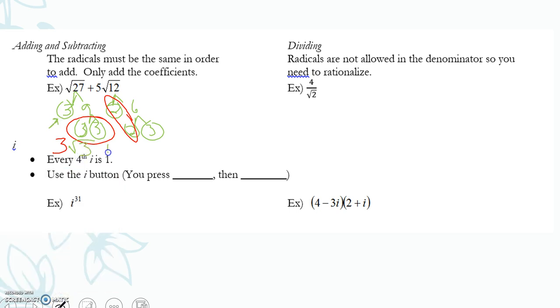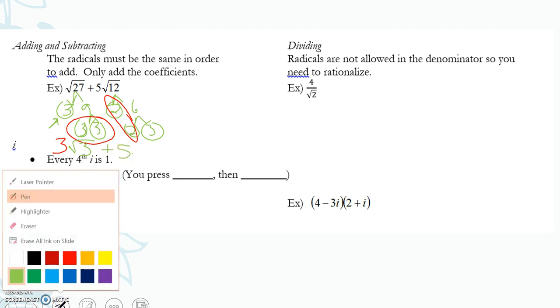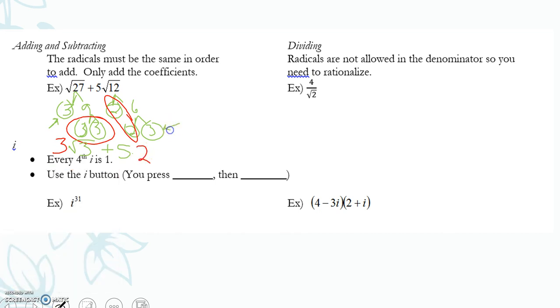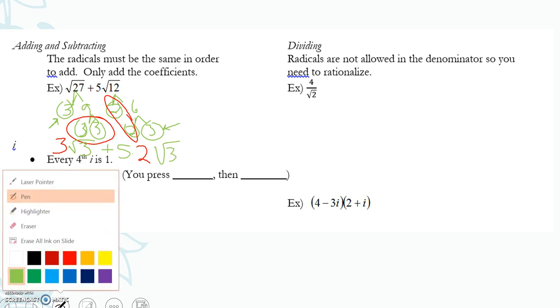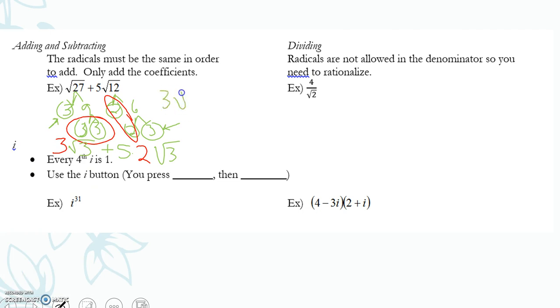For the second one, I cannot forget the 5 that was originally out there. And now I have a double 2 that comes out. On the inside, I have this 3 right there inside. So just to clean it up a little bit, I have 3 radical 3 plus, I do 5 times 2, that's 10 radical 3. They have the same insides, so now I can add the 3 and the 10 and get 13, and I keep the inside exactly the same. That's my final answer.